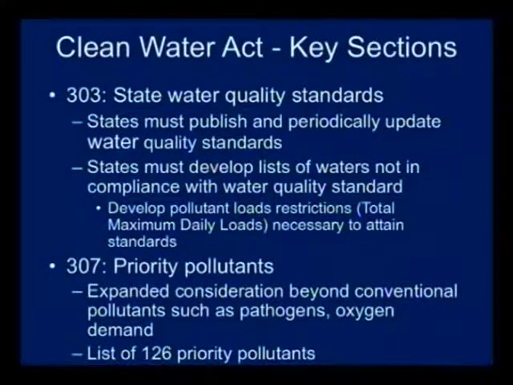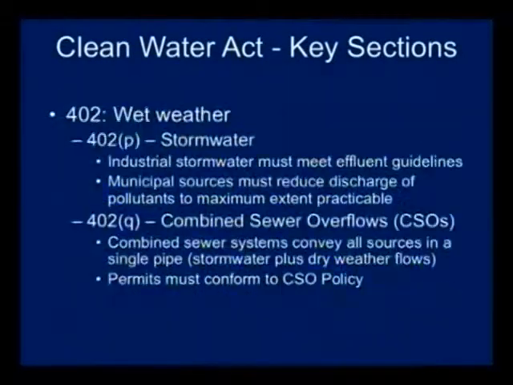Just briefly talks about some other key sections. Section 307 was introduced in amendments about 10, 15 years ago. That's where priority pollutants such as PAHs were introduced. So originally the Clean Water Act only considered what were called conventional pollutants such as pathogens, dissolved oxygen, ammonia. The organic chemicals, the toxic pollutants, priority pollutants were added in Section 307.